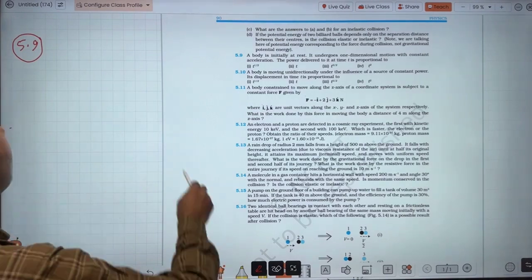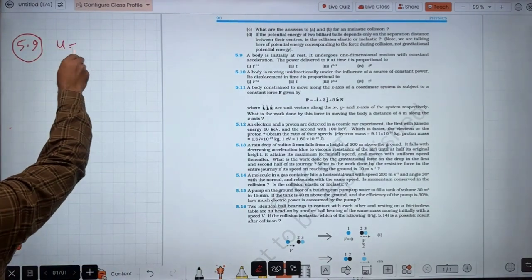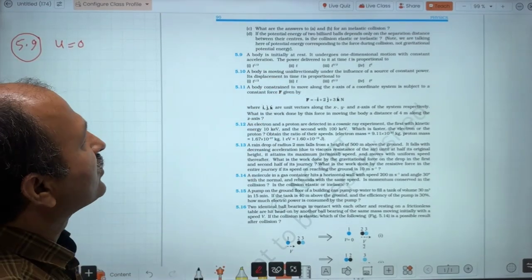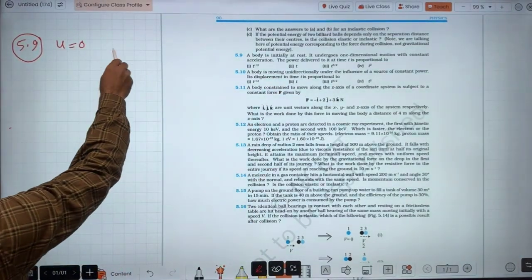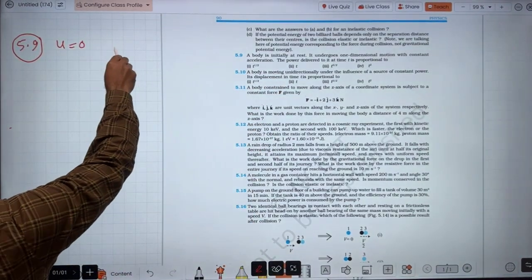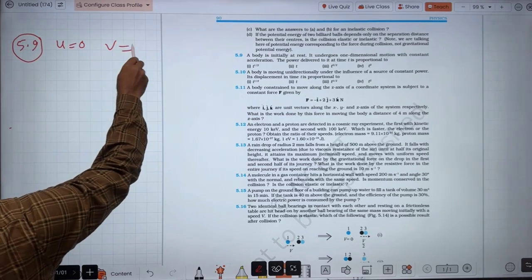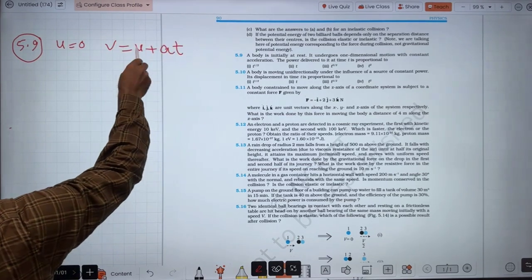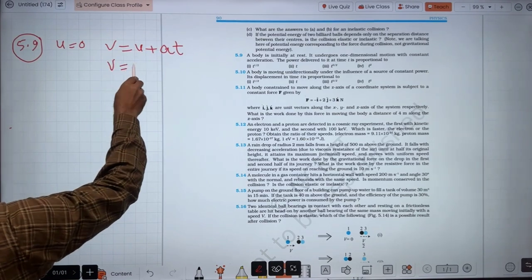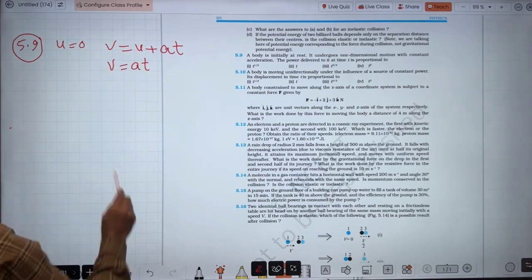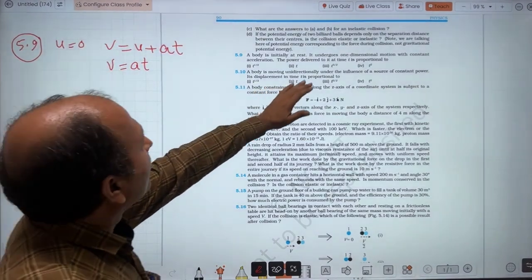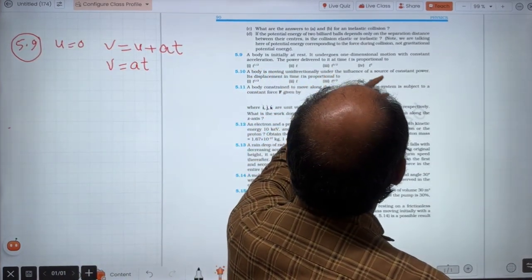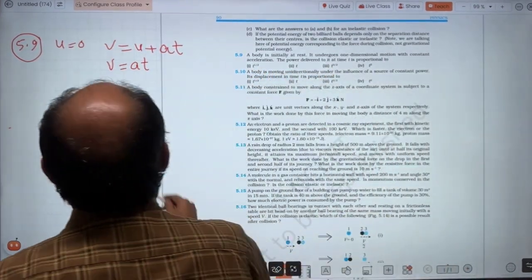The body is initially at rest. It means u equal to 0. It undergoes one-dimensional motion with constant acceleration. So a is constant. If we apply v equal to u plus at, and we put u equal to 0, then v will be at. Now, the question says the power delivered to it at time t is proportional to.